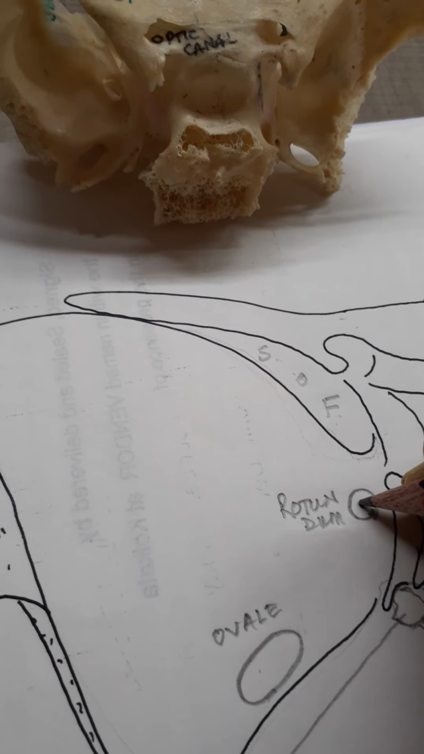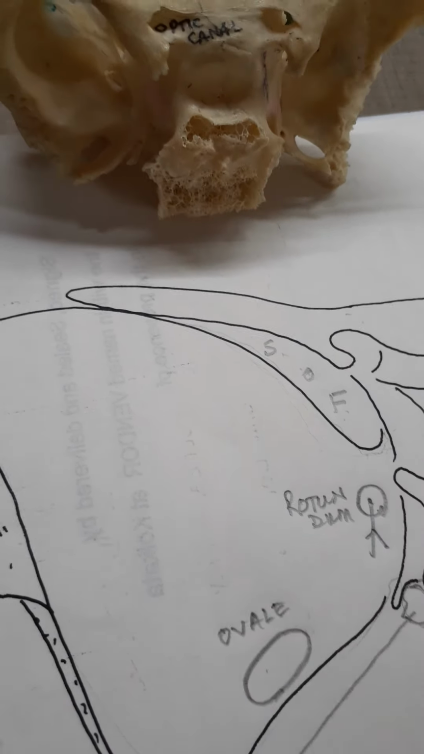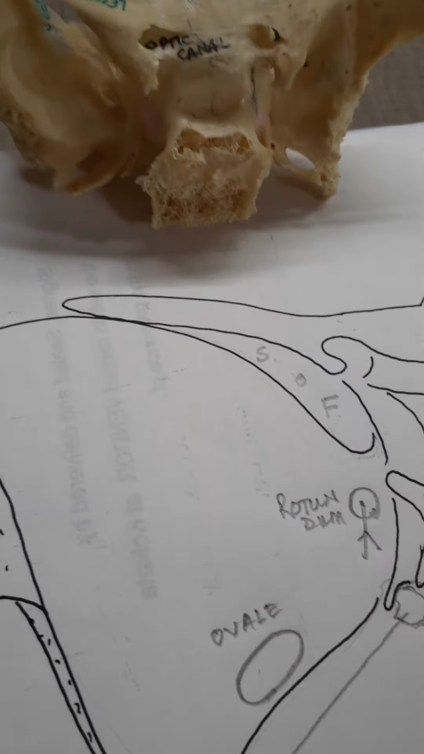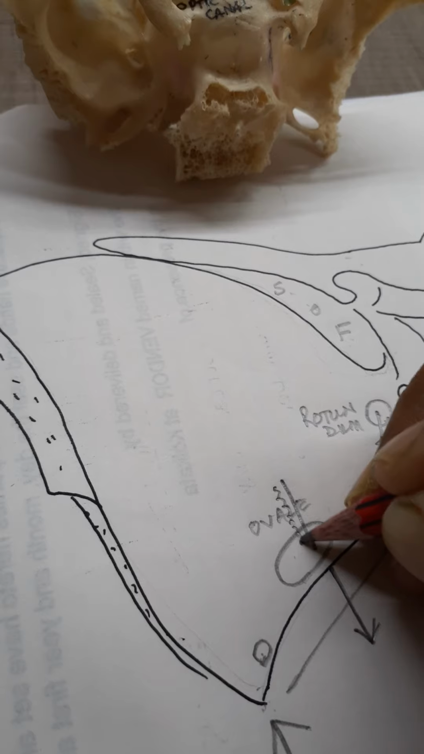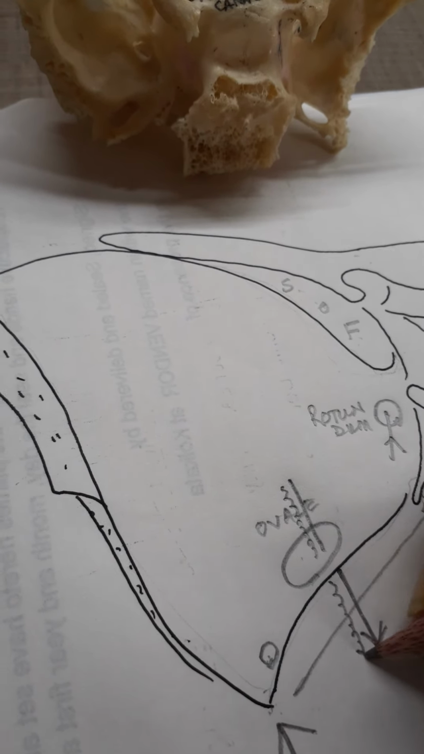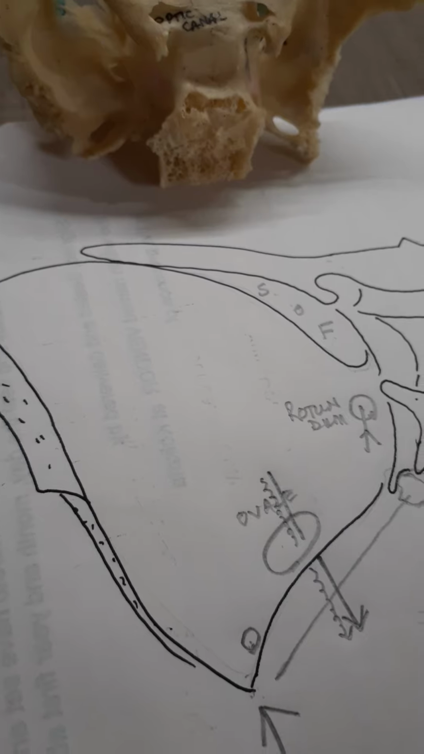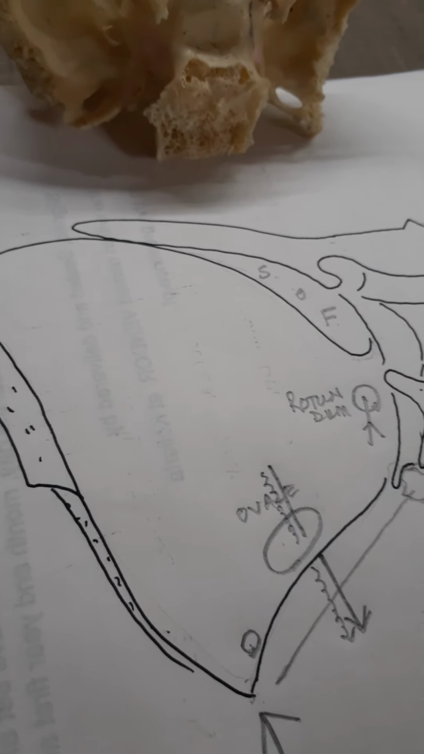Now, what passes through foramen rotundum? The major structure that passes through the foramen rotundum is the maxillary nerve. The major structure that passes through the foramen ovale is the mandibular nerve. The mandibular nerve is a sensory branch of the trigeminal nerve, along with the motor branch of the trigeminal nerve. These two structures pass through foramen ovale.